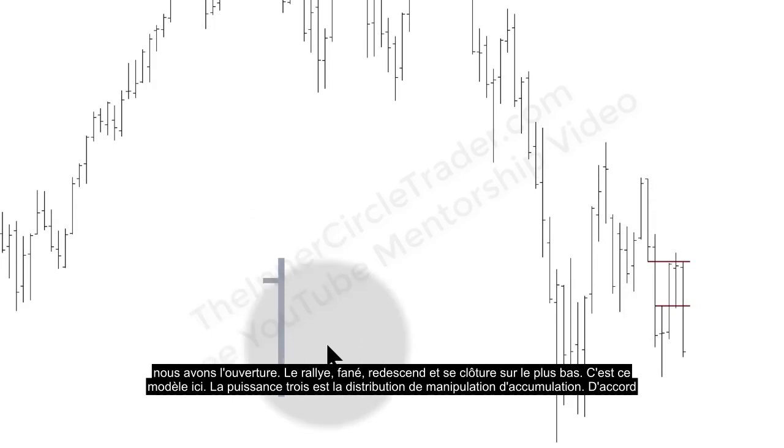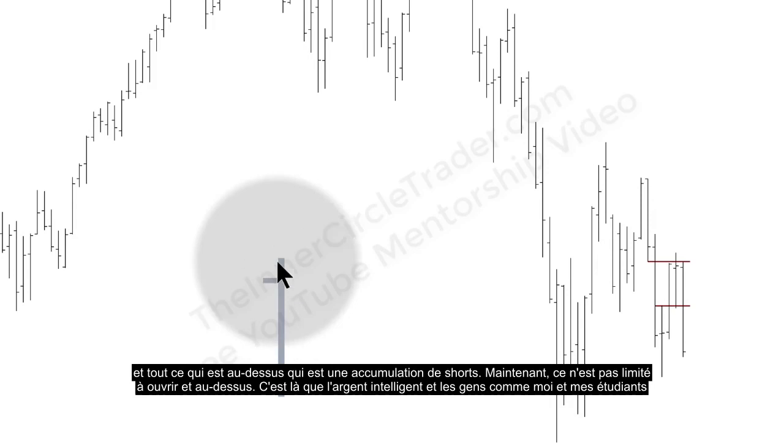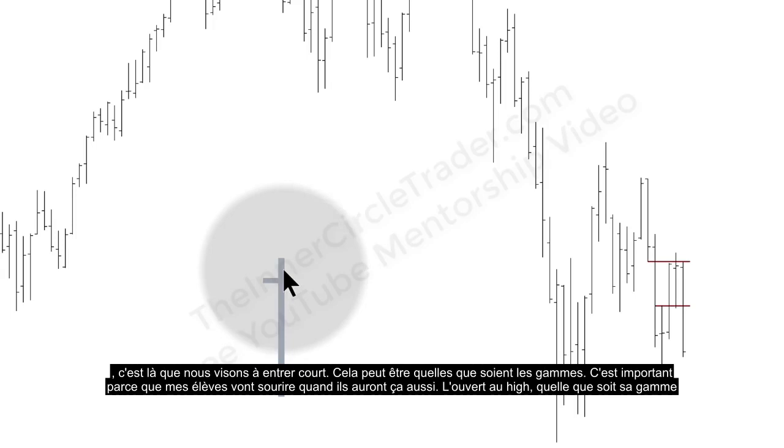Power 3 is accumulation, manipulation, distribution. Okay, that's the three components. The power aspect is, if you understand those relationships on what the daily range is doing, the open, on a day that's bearish, okay, the open and anything above it, that is accumulation of shorts. Now, it's not limited to just open and above. That's where smart money and people like myself and my students, that's where we're aiming to enter getting short.